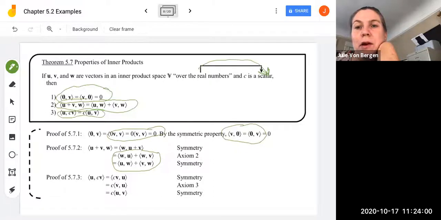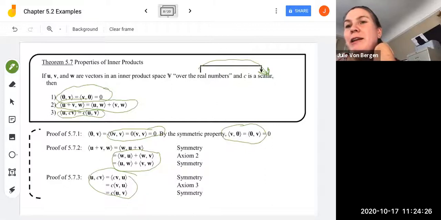And then part three, because we're in the real numbers, we can pull that scalar out and then we can use the symmetry to rearrange and we get the inner product of u and v. So just know if you're working with complex numbers, it may not hold. So you'd have to verify if these properties work in other systems besides the real numbers. For our class, we're almost entirely going to be working with real numbers. We'll do a little bit at the end of the semester with complex numbers. But no, this set of properties are just over the real numbers.